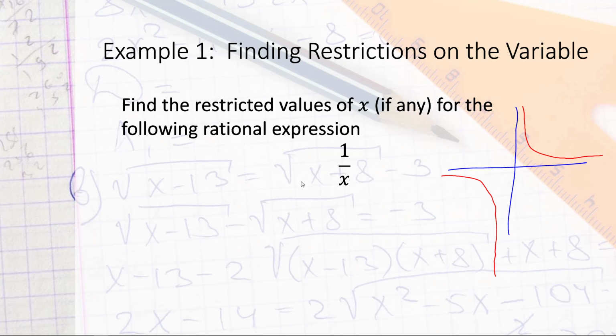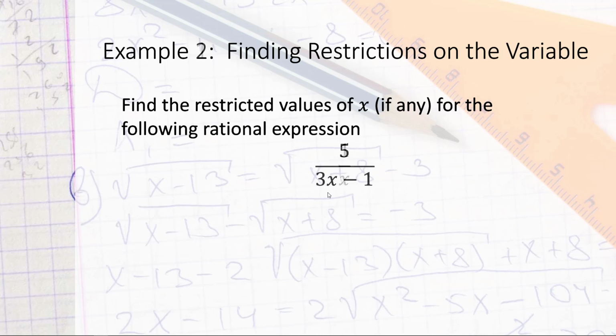And once again, what we want to do is find all those values of x where the denominator here is equal to 0. When does that occur? That occurs when x is equal to 0. This is the value of x that we need to restrict for this rational equation, because that's the value of x for which the denominator is equal to 0. Okay, so let's go to our next example.